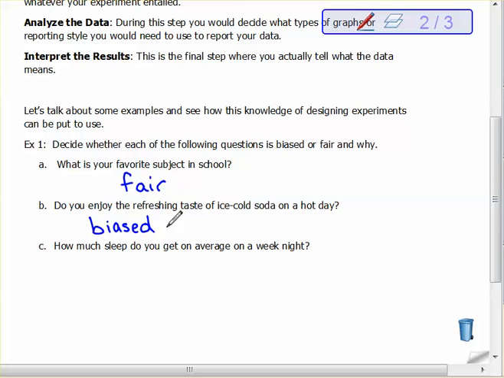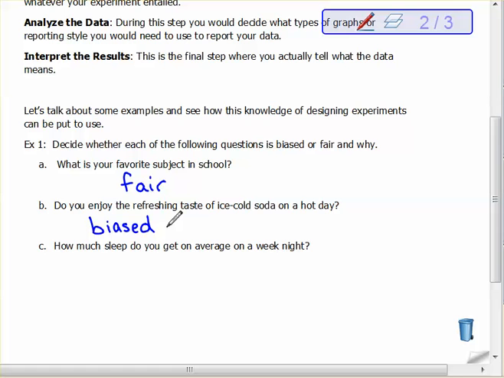Do you enjoy soda? But you're tainting this question just by putting in those words that have connotations that make us feel all warm and fuzzy inside. And we think, oh, yes, I would love to have a refreshing ice cold beverage on a hot day. Well, that's tainting or slanting our opinion there.